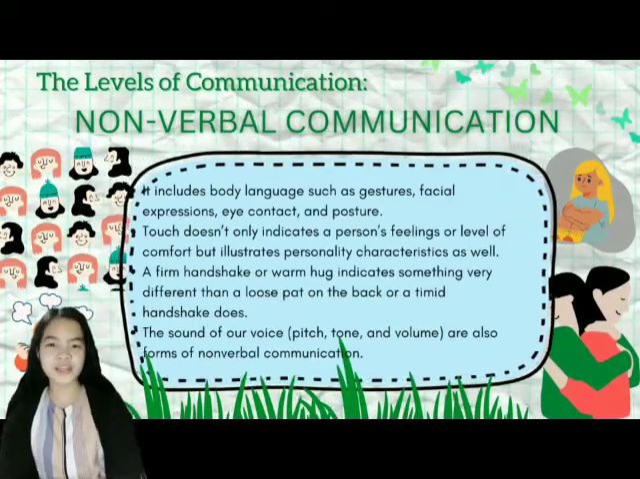Non-verbal communication. It is the process of sending and receiving wordless messages. Take a look at this, some examples of non-verbal communication.